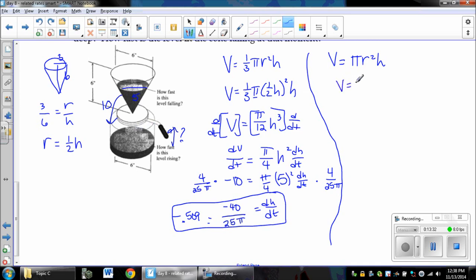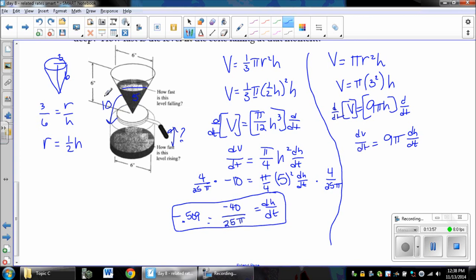So we could rewrite this as V equals pi times 3 squared times h. So the volume of my cylinder is 9 pi h. And now if I take the derivative of that, d/dt, I have dV/dt equals 9 pi dh/dt. And the volume of the cylinder is changing at the rate at which the coffee's pouring in. So that would be 10 equals 9 pi dh/dt. So dh/dt is going to be 10 over 9 pi, which again, if you want that as a decimal, is 0.353.